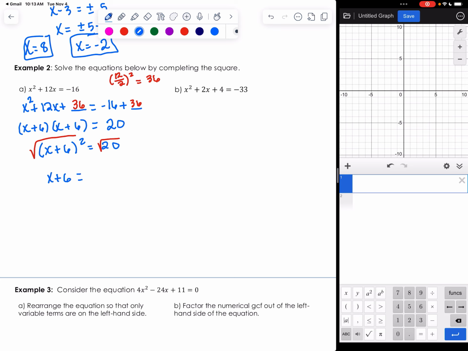Now, the square root of 20, we're going to need to simplify that a little bit, so I'll do it right here. Square root of 20 would be square root 4 times square root 5. The square root of 4 is 2, and the square root of 5. So this would be plus or minus 2 square root 5. And then I'll just subtract 6 from both sides. So x would equal, well, you know what, I'm going to write it like this: negative 6 plus or minus 2 square root 5.